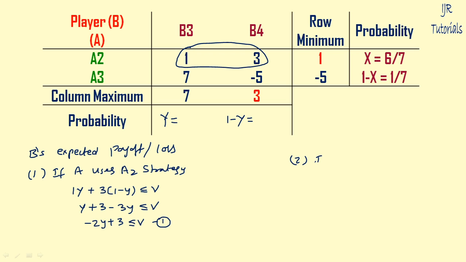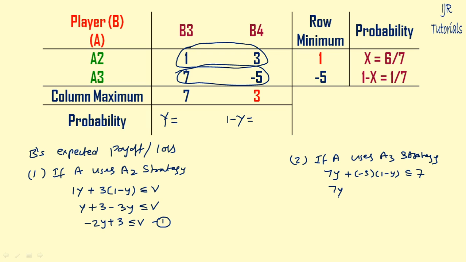And the second equation, if A uses the A3 strategy. Under this case 7 and minus 5 are there, so 7y plus minus 5 into 1 minus y less than or equal to v, that is 7y minus 5 plus 5y less than or equal to v. So finally 12y minus 5 less than or equal to v. This is the second equation. Now solve equations 1 and 2.